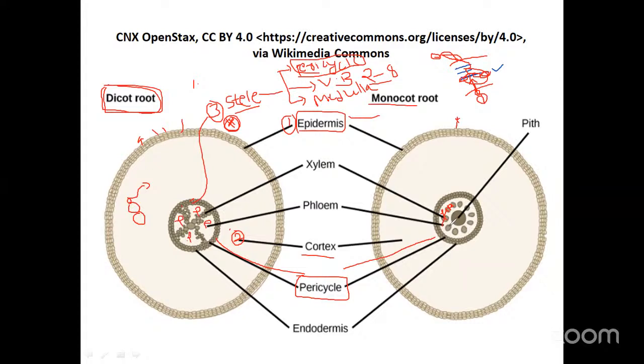Both have the endodermis with Casparian bands, but the Casparian bands are less thick in dicot and very thick in monocot. That is another small difference. Both have the Casparian bands, but the composition is different.